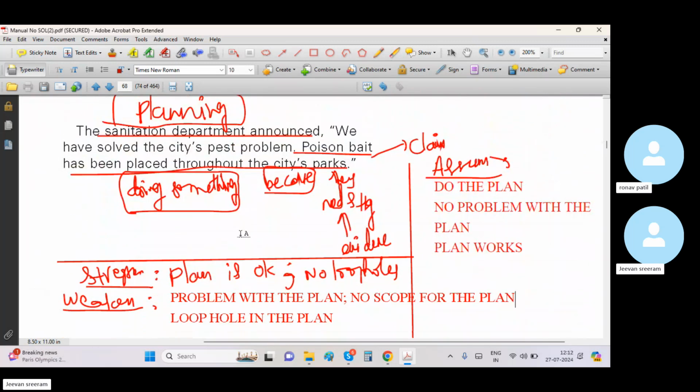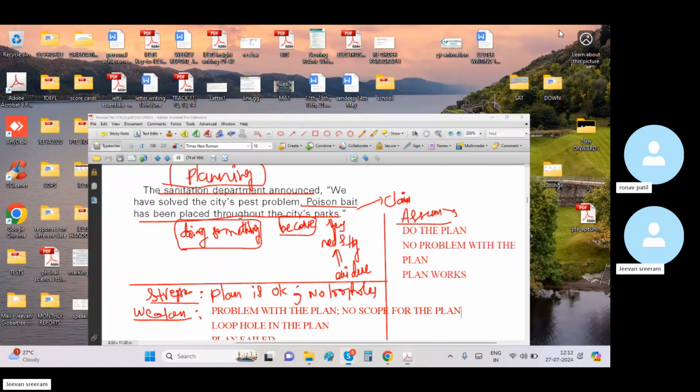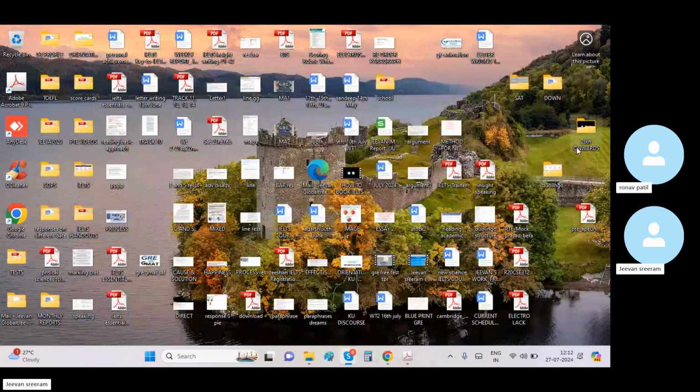So there are 4 patterns, right? Planning, sampling, analogy, causal. There is another one, manipulating the data or something. I have even shared that. You shared it in the group as well. I've shared in the group.